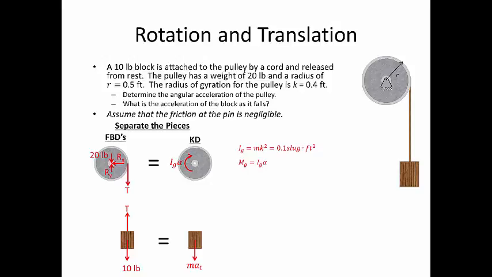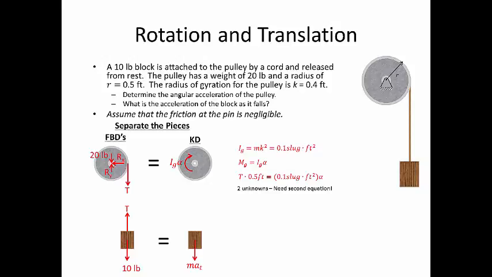If we sum the moments about the center of gravity for the pulley, that should equal our mass moment of inertia times our angular acceleration. That moment is equal to the tension in the rope, T, times the perpendicular radius arm, which is 0.5 feet. That equals our mass moment of inertia, 0.1, times our angular acceleration, alpha. Note that in this case we have two unknowns. We're going to need a second equation to be able to solve this problem.